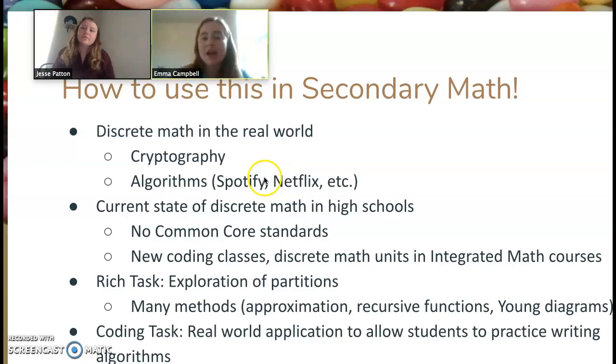Yeah. I personally, in a normal math classroom, might use this as a rich task, like we mentioned, having students explore partitions, because some students might just say, you know what, I found this approximation formula and it seems pretty accurate, so we're going to go with that. Other students might really be visual learners and choose to draw out Young diagrams.